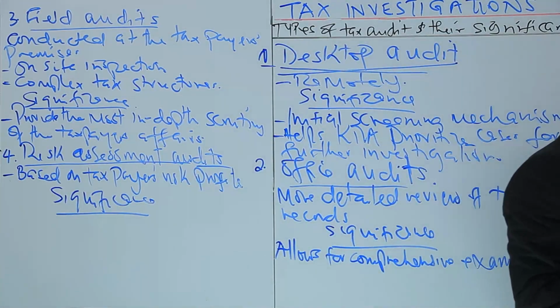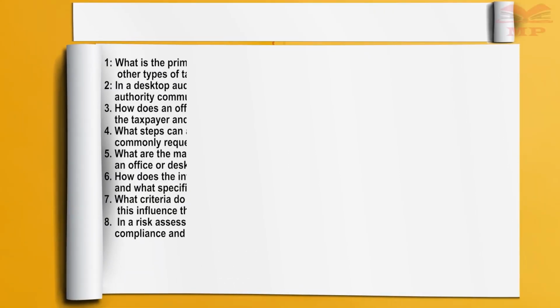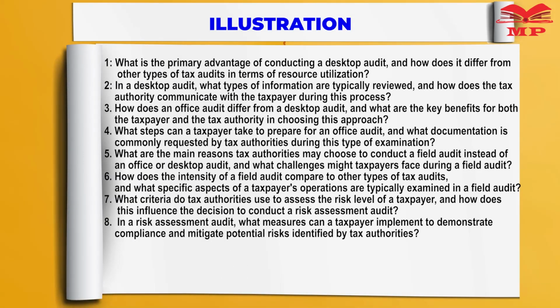So in closing the lesson, I'm going to give you revision questions. Number 1 is a question related to desktop audits. What is the primary advantage of conducting a desktop audit, and how does it differ from other types of tax audits in terms of resource allocation? Question 2. In desktop audits, what types of information are typically reviewed, and how does the tax authority communicate with taxpayers during this process?